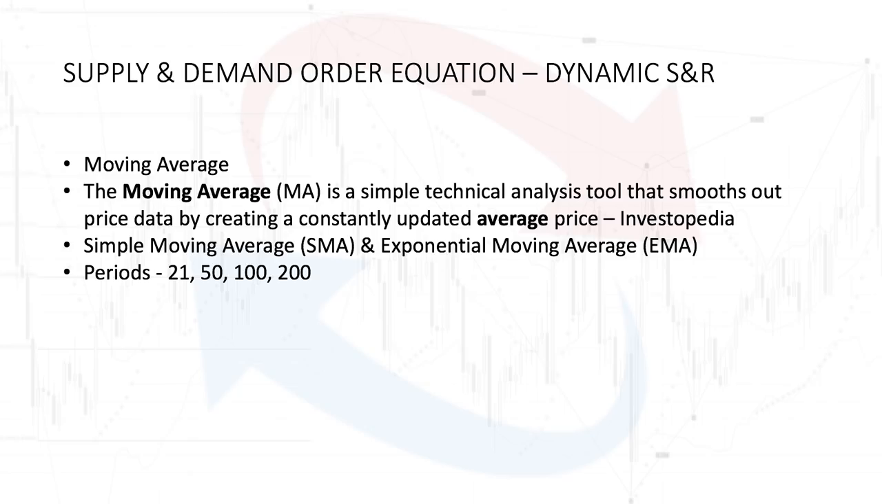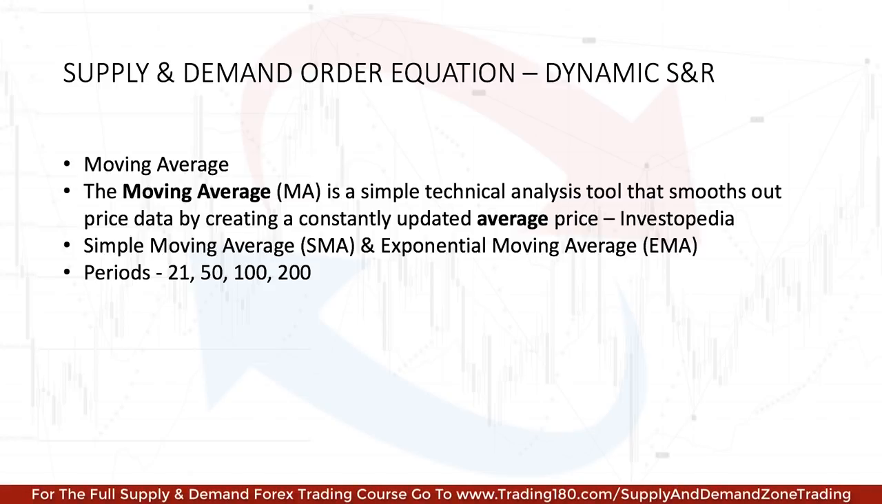So the next category of support and resistance is dynamic support and resistance, and it comes in the form of moving averages. Now, if you don't know what moving averages are, the moving average is a simple technical analysis tool that smooths out price data by creating a constantly updating average price, and that's from Investopedia. So the moving average is just an indicator, right? You've got many calculations of a moving average, but the main moving average calculations are the simple moving average and the exponential moving average.